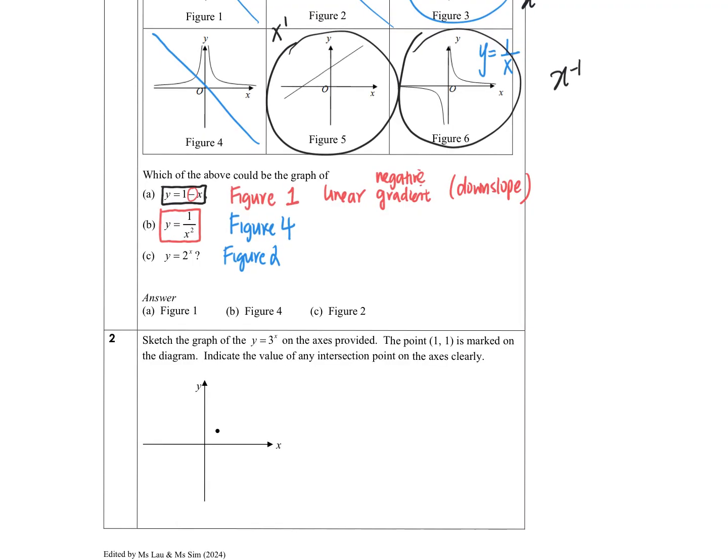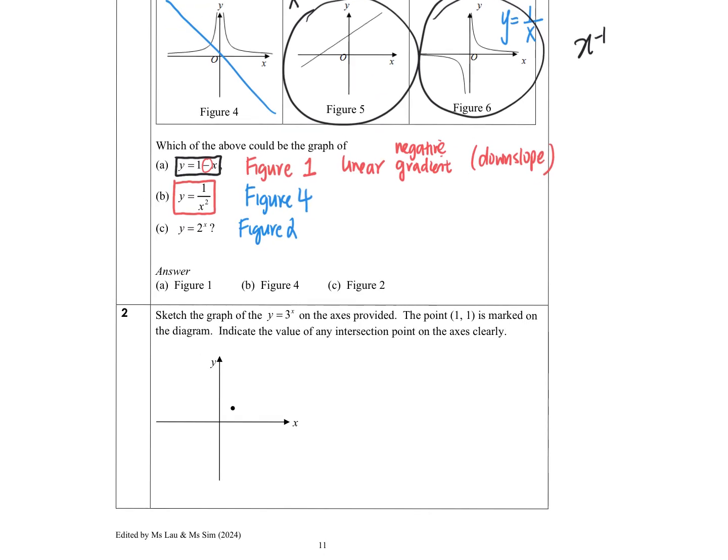Okay, if they ask you to sketch and they say this is 1, 1, so they are telling you the scale. So first thing you know is if you sub in x as 0, your y must be equal to 1. So it must pass through here. Second thing, when you sub in x as 1, you want to know whether it will pass by that point. So it will be 3. So you estimate 3 will be roughly here. So the second point of the graph is over there.